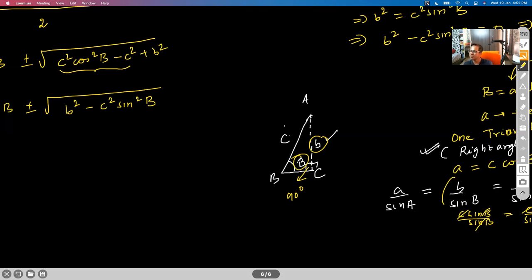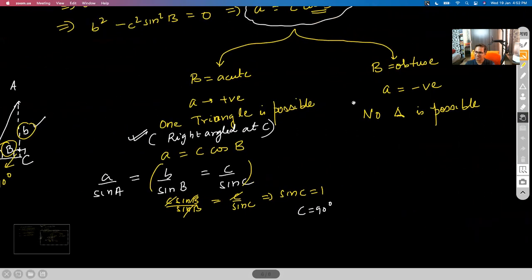You cannot have a triangle with a 90 degree angle and one obtuse angle inside it. Overall, the total angle will exceed 180 degrees, right? That is taken care of by the fact that you automatically get a as a negative value. And because we know that in a triangle we cannot have a negative side, we claim that there will be no triangle possible in such a case. Is it fine?